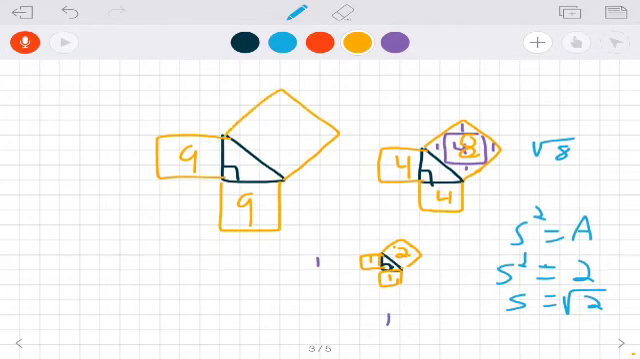Think about that. Over here, we have a side length of 1. This square is 1. This square is 1, and our total is 2. Over here, this one is 4, and this one is 4, and our total here is 8. So this is 9, and this is 9. Following this pattern, is it going to be 18? Is it going to be 9 plus 9?